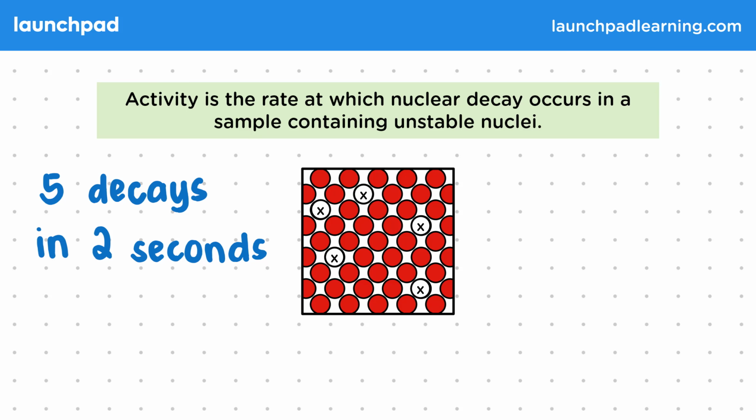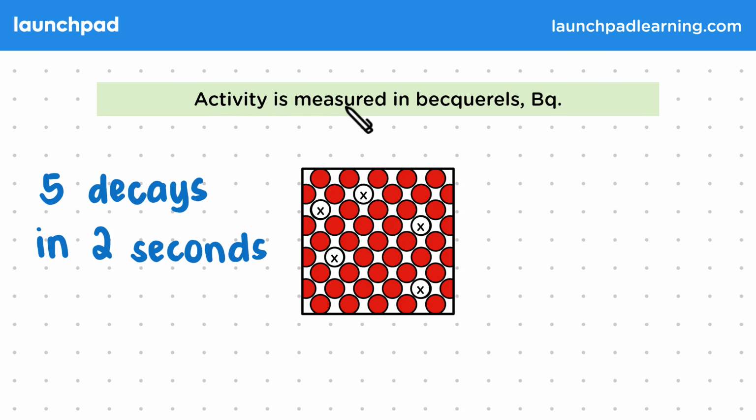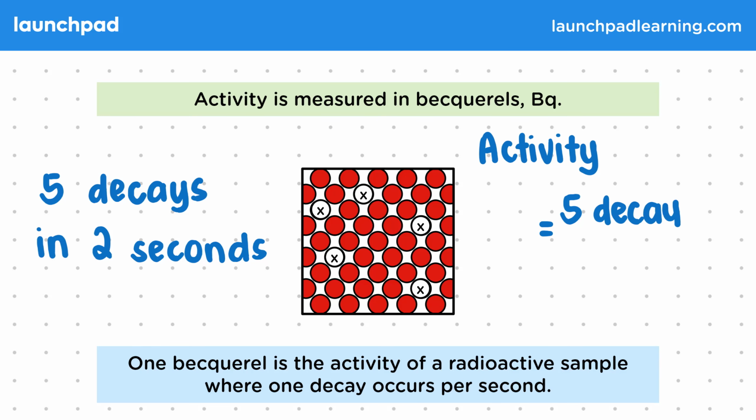So what units do we give activity in? Activity is measured in becquerels, or Bq, where 1 becquerel is the activity of a radioactive sample where 1 decay occurs per second. So using our sample, we can get the activity by dividing the number of decays by the time, and that gives us an activity of 2.5 becquerels. The activity of the sample depends on the isotope and also the sample size.